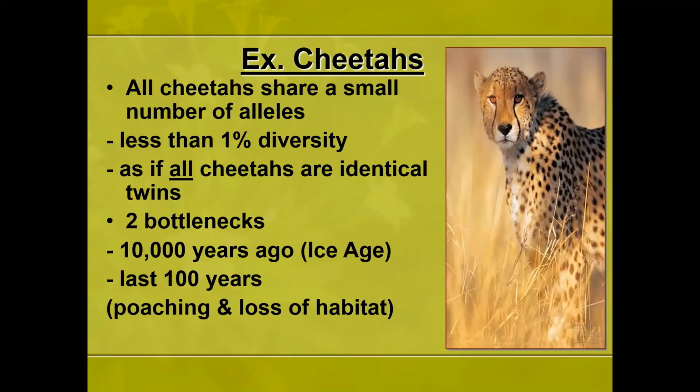We actually think this happened to cheetahs. Cheetahs have actually gone through two bottleneck effects because all the cheetahs that are alive right now are pretty much like identical twins of each other. There's very little diversity when it comes to cheetahs. We think one bottleneck happened about 10,000 years ago with the Ice Age, and then another one in the last 100 years because of poaching and loss of habitat. The cheetahs that are alive today, once again, are identical twins, very little diversity.